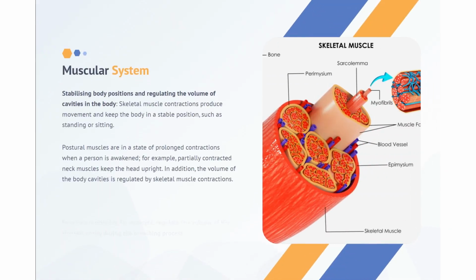Stabilizing body positions and regulating the volume of cavities in the body. Skeletal muscle contractions produce movement and keep the body in a stable position, such as standing or sitting. Postural muscles are in a state of prolonged contraction when a person is awake. For example, partially contracted neck muscles keep the head upright. In addition, the volume of the body cavities is regulated by skeletal muscle contractions. Respiratory muscles, for example, regulate the volume of the thoracic cavity during the breathing process.